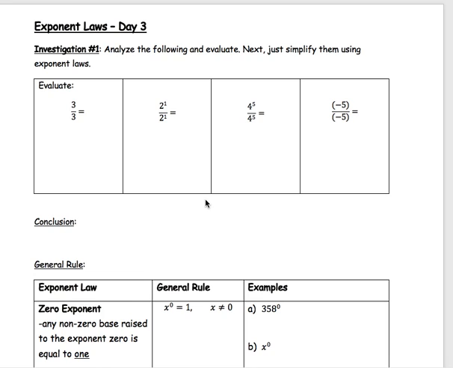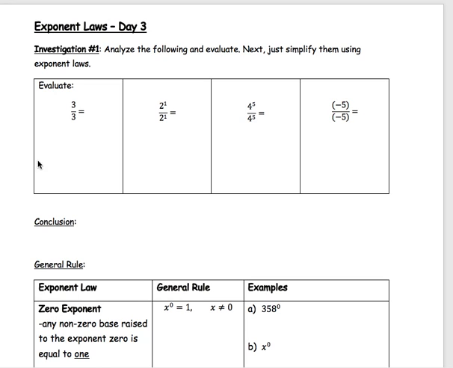So we're going to learn a couple more laws today. So far we've covered multiplying exponents, dividing exponents, and when we have a power over power, how do we clean them up and simplify them? Today we're going to learn a couple more. So we're just doing an investigation to analyze one of them.